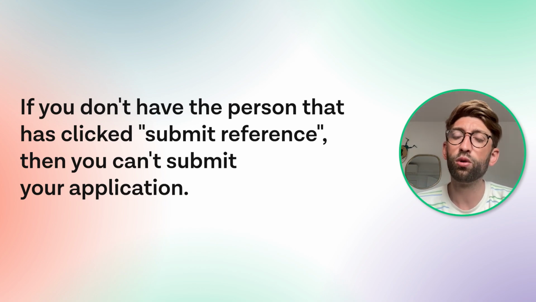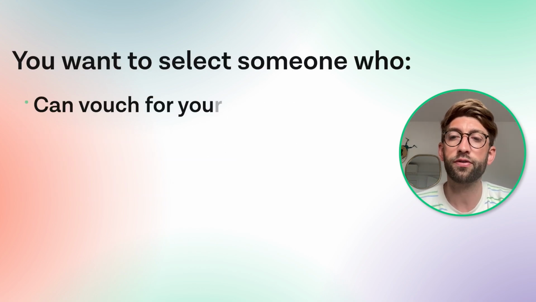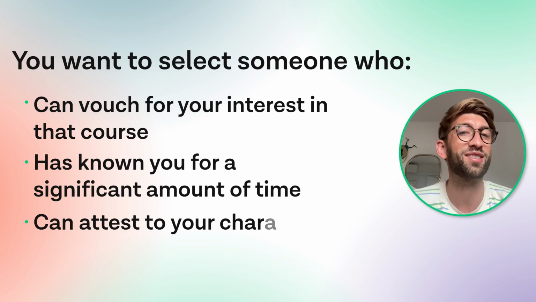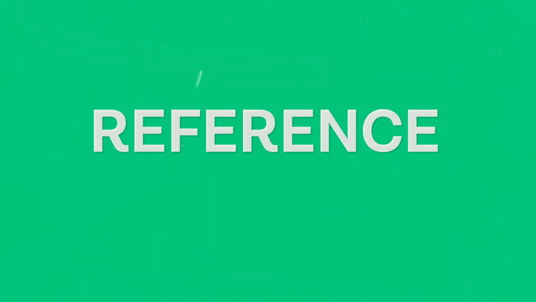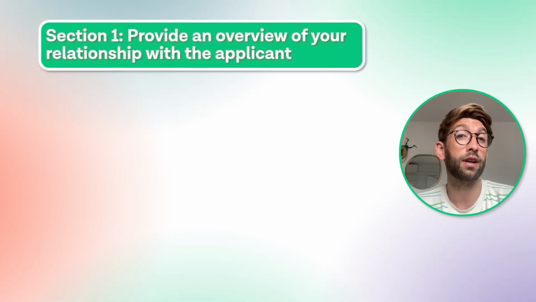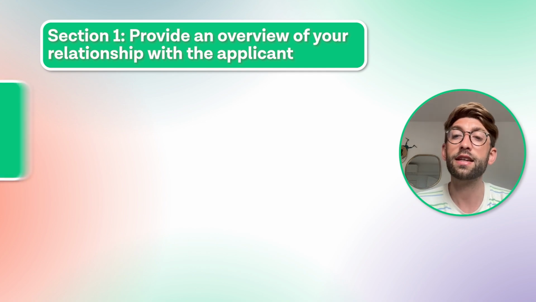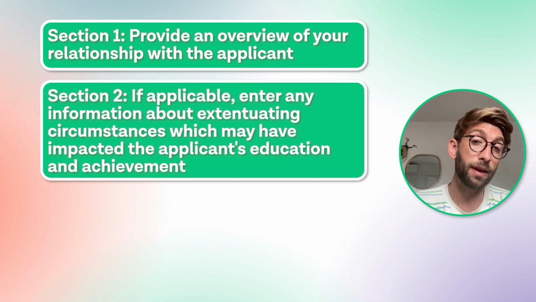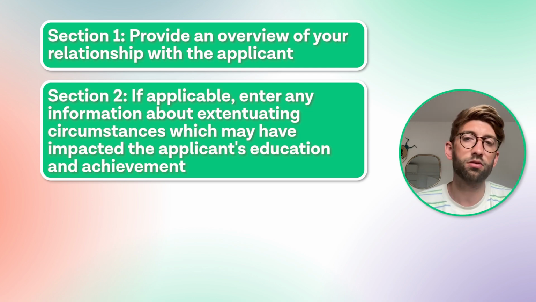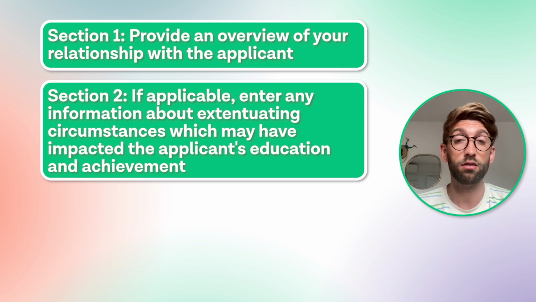And as I say, I go through more of it in that video, but we want to select someone who can vouch for your interest in that course and has known you for a significant amount of time and can attest to your character and your soft skills and all your achievements and everything. To give you an idea of the questions they get asked, I can put them on screen now. So section 1 is to provide an overview of your relationship with the applicant, which is mandatory. Section 2 is, if applicable, enter any information or extenuating circumstances which may have impacted the applicant's education and achievement. So extenuating circumstances are anything, whether it could be family troubles, personal troubles, health, whatever it is that can impede your education and the ability to get the grades that you could have.